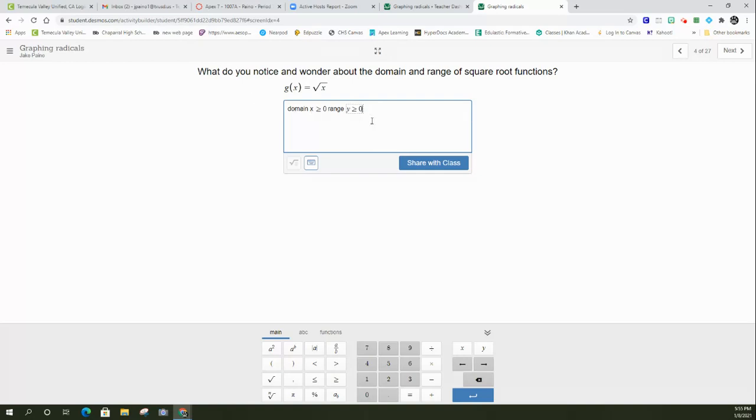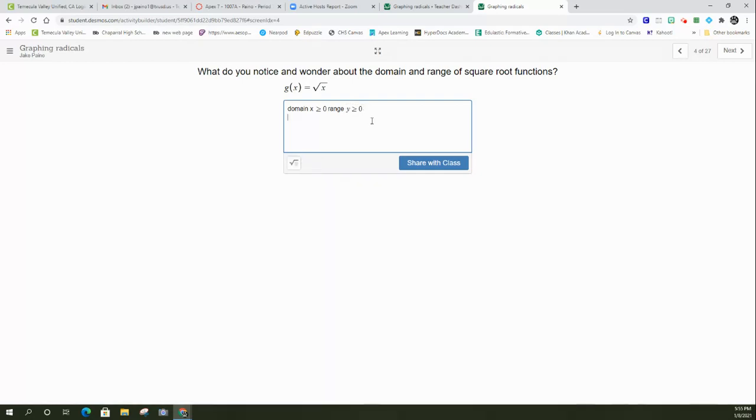What are we still wondering about? Is it always going to be that? Does the domain and range change? I'm curious about that. And if so, what makes it change?